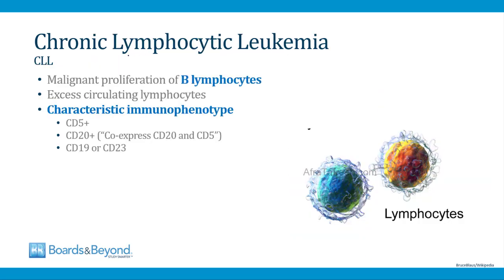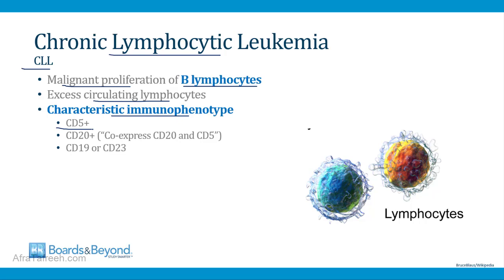Okay, moving on, let's talk about chronic lymphocytic leukemia, or CLL. This is a disorder where there's malignant proliferation of B lymphocytes, and this leads to excess circulating lymphocytes and a high peripheral lymphocyte count. The malignant cells of CLL have a characteristic immunophenotype. They are positive for CD5, which is very unusual for B cells. CD5 is normally a T cell marker.